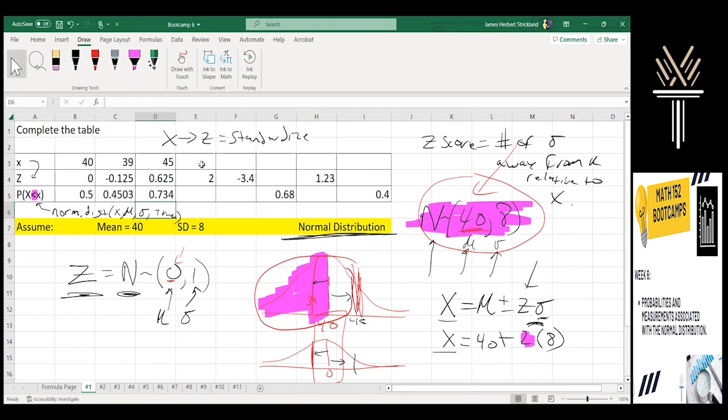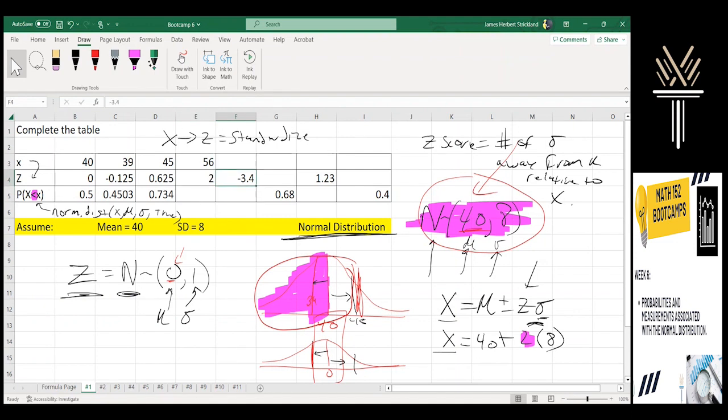And yeah, I can do that by hand, but this is Excel. Let's just take advantage of our resource. 40 plus 2 times my standard deviation, which is 8, gives 56. And if I wasn't sure if I did it right, we can go backwards. We can use the STANDARDIZE command. Standardize of 56, given 40, given 8. And you'll see the z-score in fact is 2. So you can always check your work.